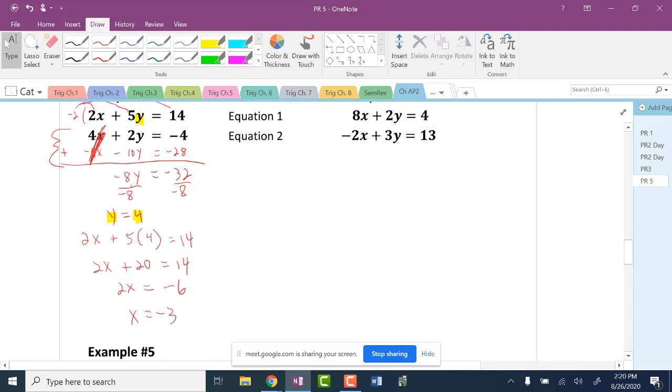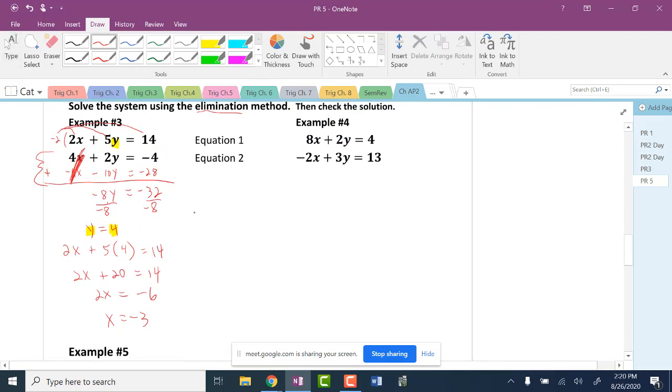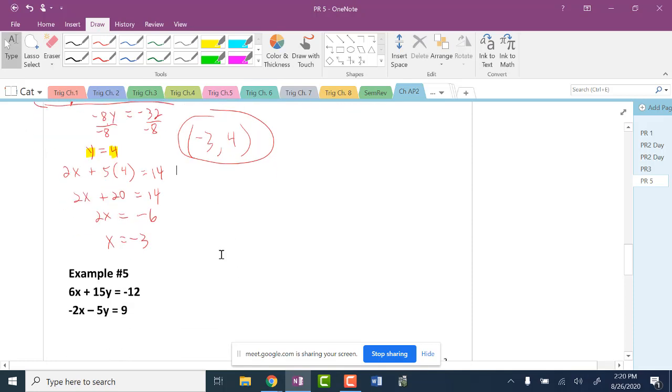And then, oh, I'm done, but I'm not. Remember, these are two lines, and they cross at the coordinate x comma y. Common mistake is to write 4 comma -3 because of the order that you found them. No, coordinates are x comma y when you solve that stuff. All right, moving right along.